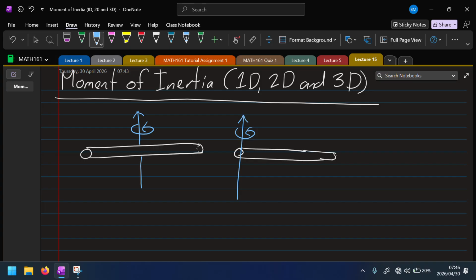Now just thinking about everyday experience, which one would be more difficult to rotate around? The one where the mass is closer or the one where the mass is further away? Just think about it. We have these two options. One of them will be more difficult to rotate. The mass closer or the mass further away?